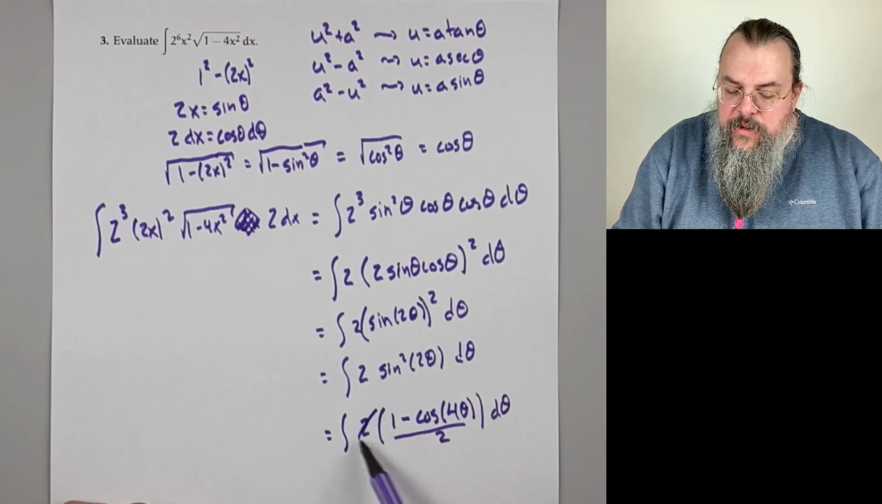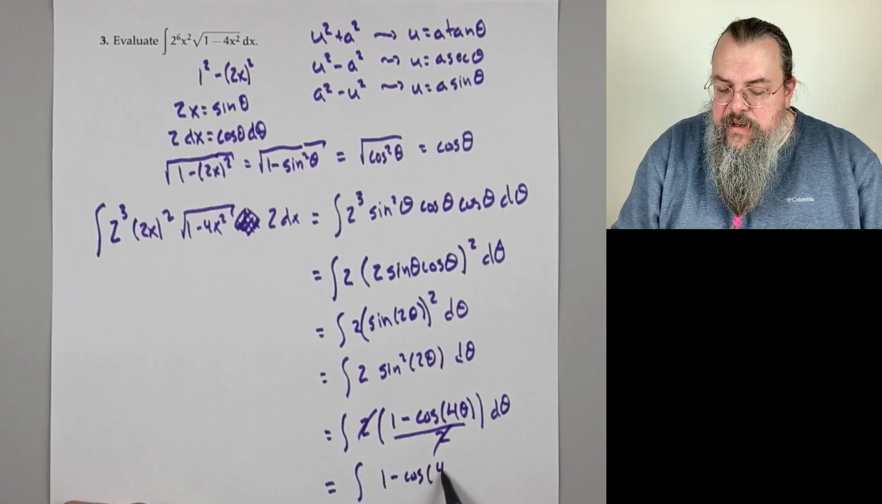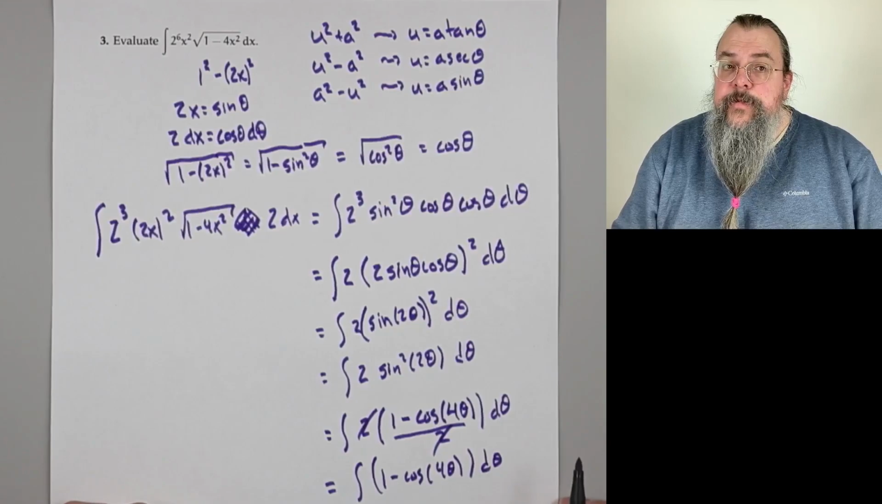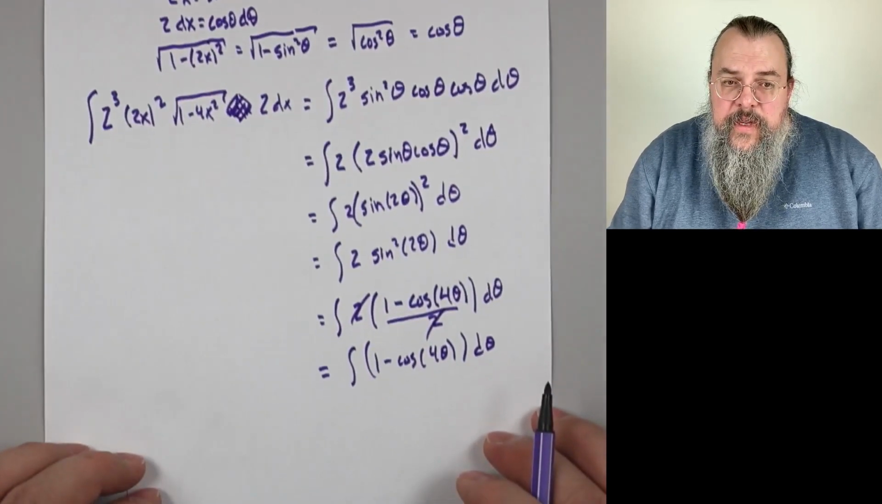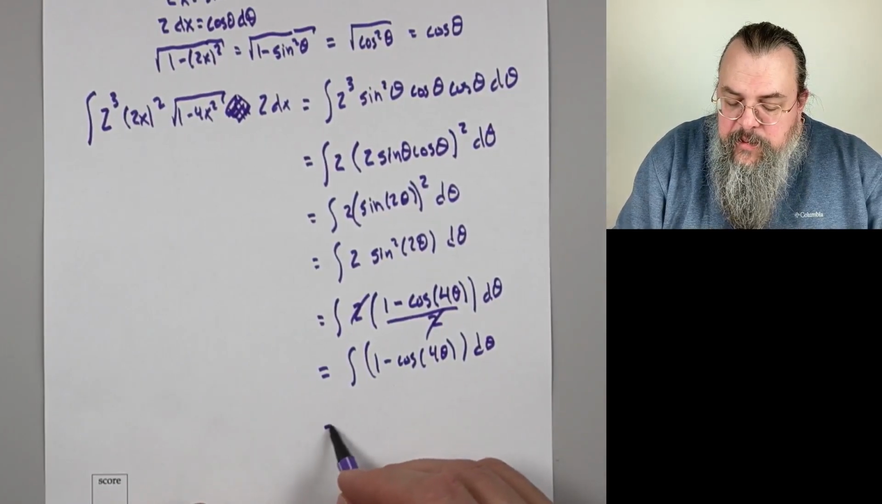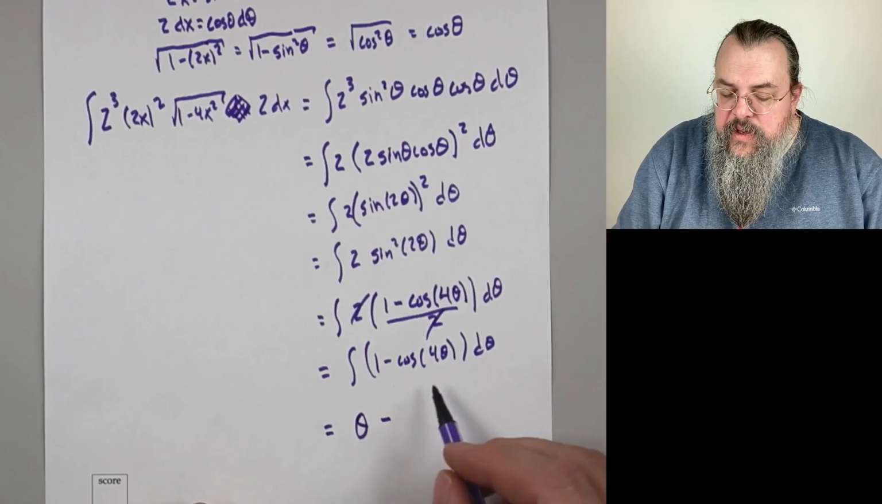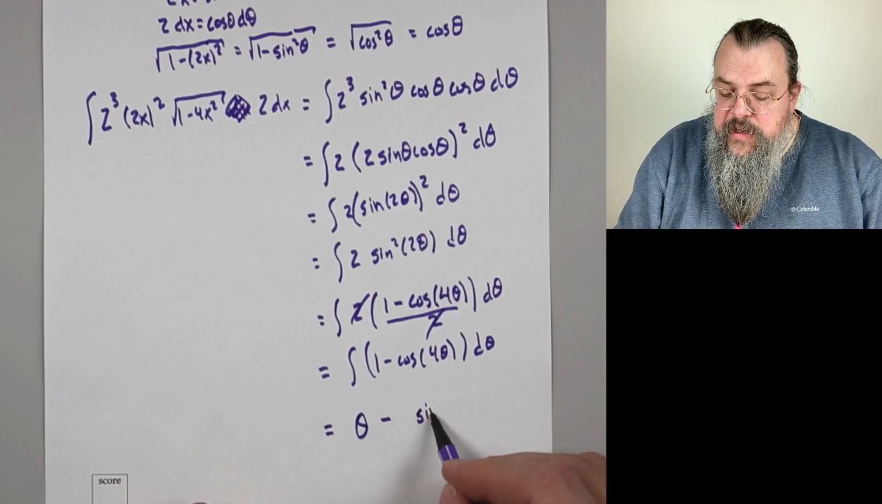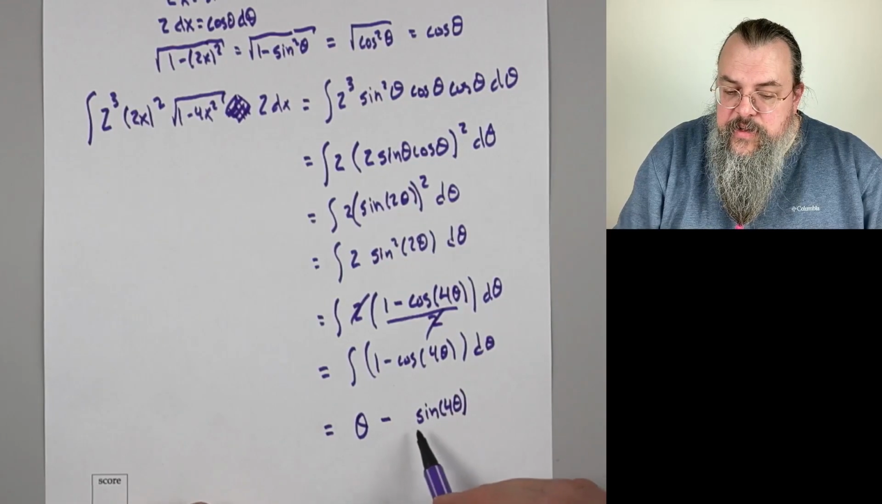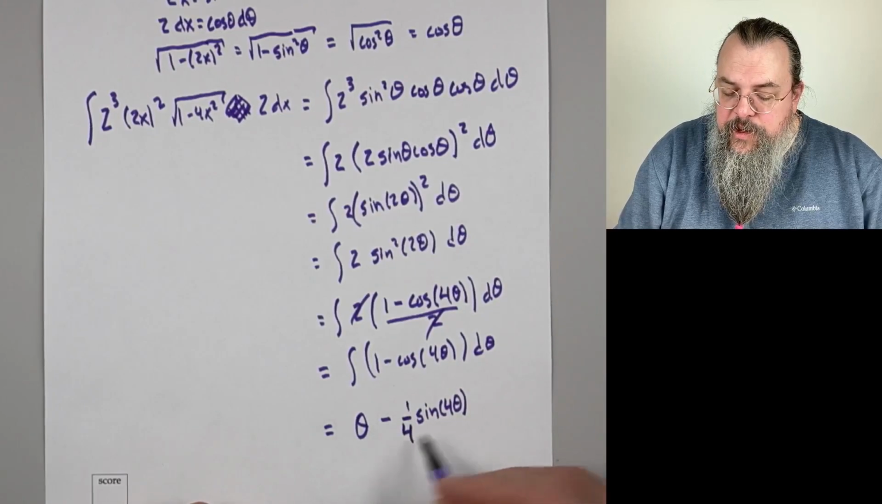Cool, the 2's cancel. And so at this stage we have the integral of 1 minus cosine of 4 theta d theta. Life is good. All right, let's move this up. And so what's the integral turn out to be? Well, that's not bad. We can integrate these things, so that's theta minus the integral of cosine, which is sine. And then, of course, we have to compensate for the 4, so we do that by 1/4.